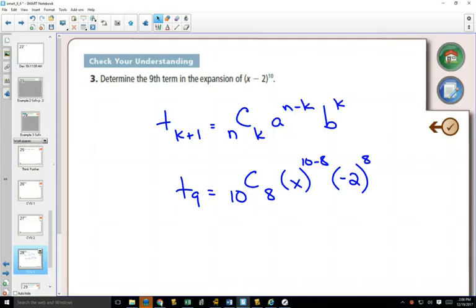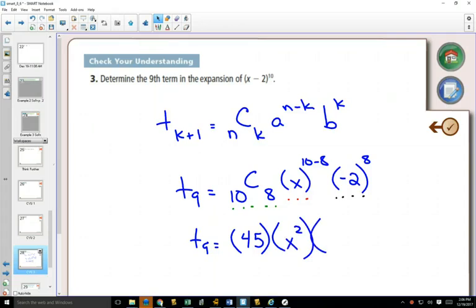to the 8. So again, we calculate each of these separately first, put them in brackets, so term 9 equals 10 choose 8, 45, x squared, negative 2 to the power 8 would be a positive number, 256. And term 9 is 11,520 x squared. Yes?